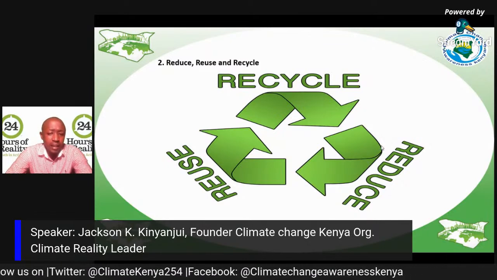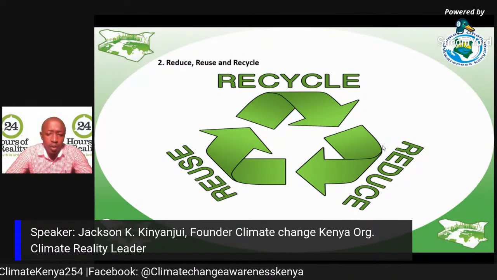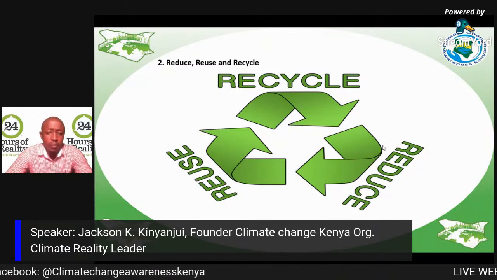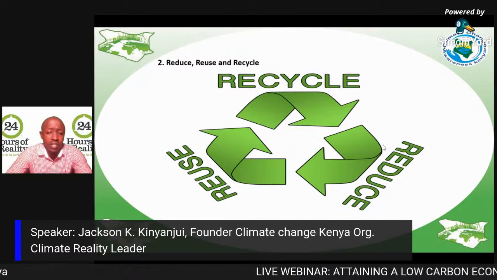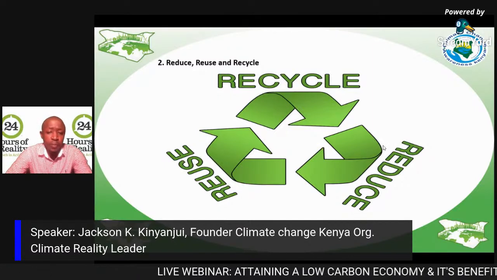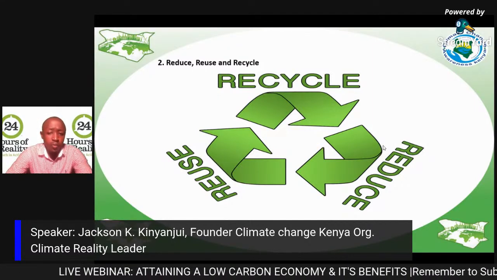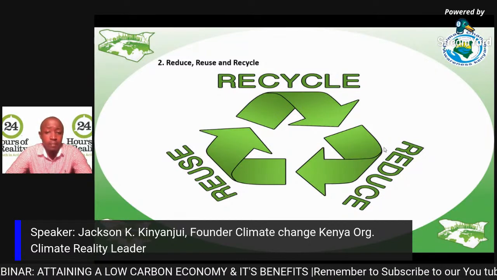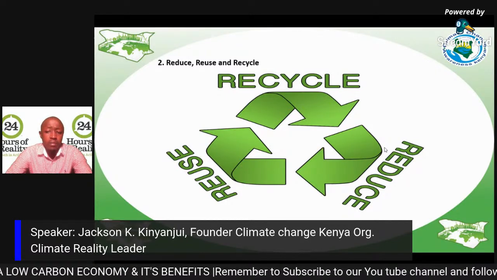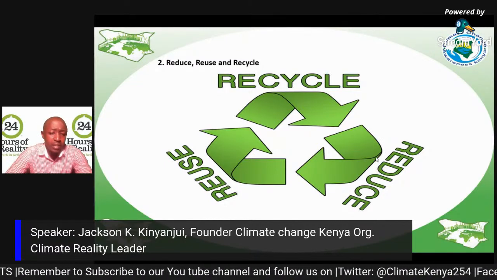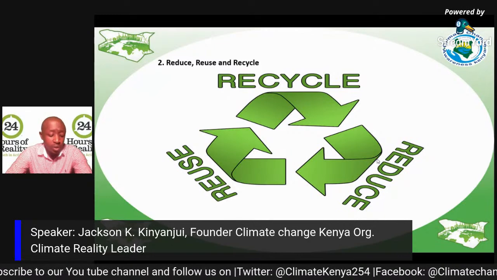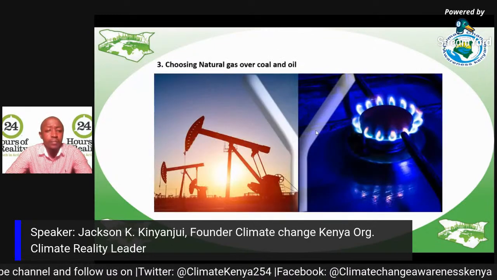Number two is that you can embrace reduce, reuse, and recycle. That is the cyclic economy. Recycle what you're producing. If you're producing food waste in the kitchen, try to see how best you can use it as fertilizer or manure instead of disposing of it into landfills, increasing what we call methane production. So we should embrace the cyclic economy as opposed to the linear economy.